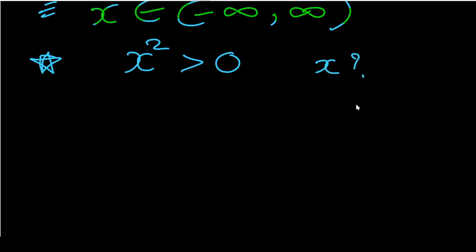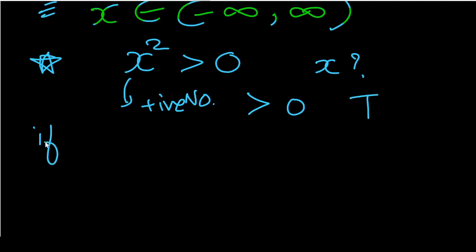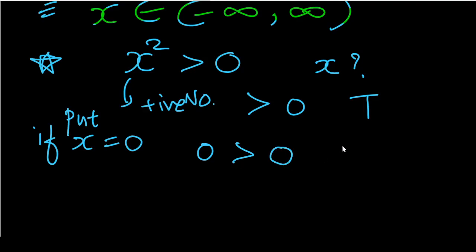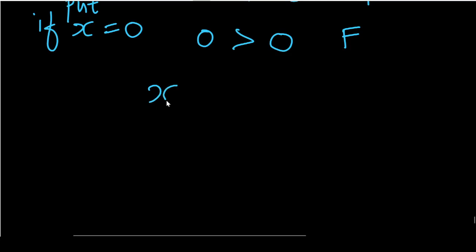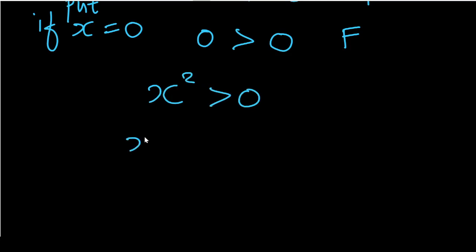So guys, we can say that x square, since it's a positive number, is greater than 0, which is true. But if x equals 0, if you put x equals 0 here, 0 greater than 0 would be a false statement. So for x square greater than 0, what can we say? We can say that x is all real but excluding 0.